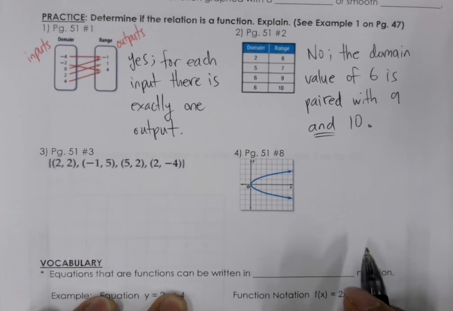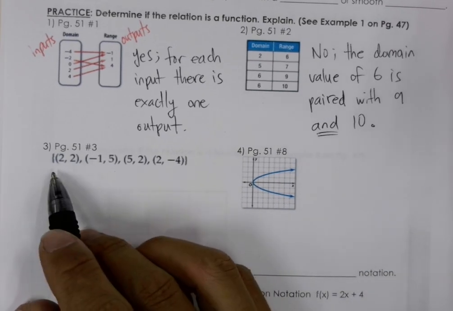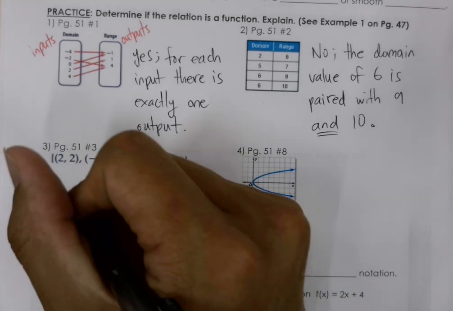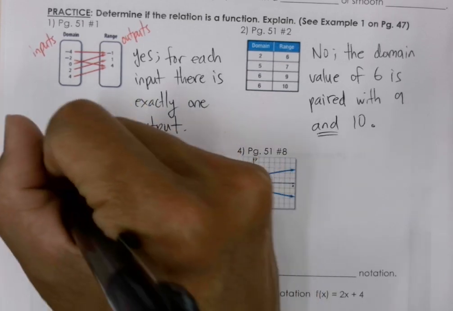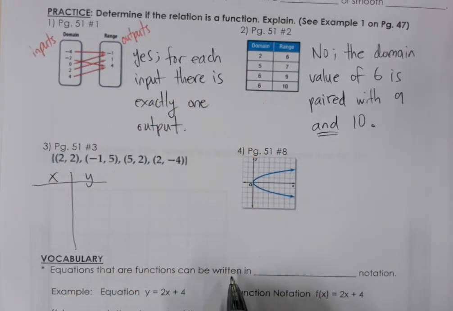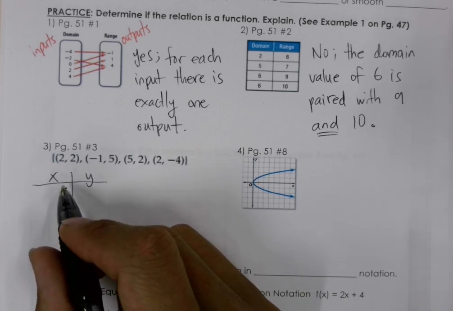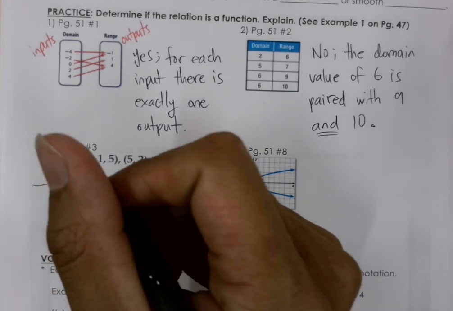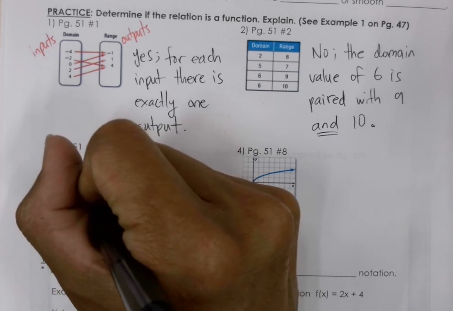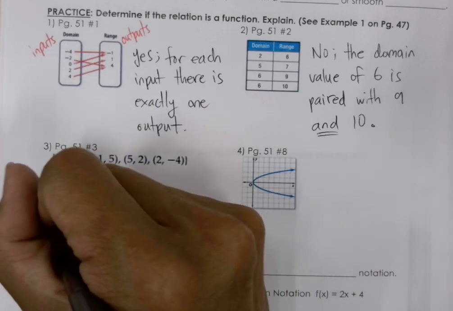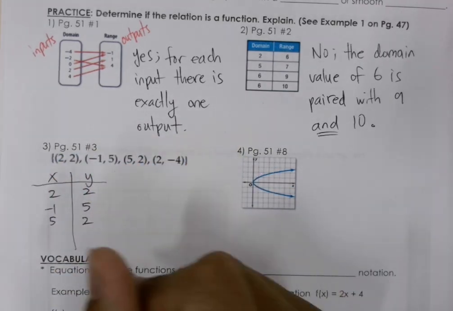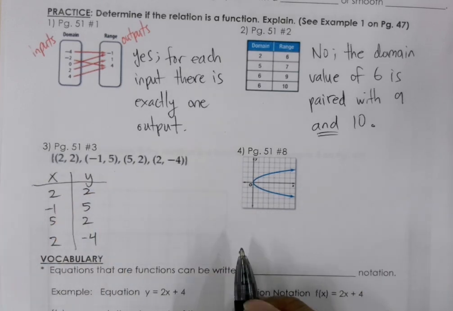Let's move on here to number 3. We have a variety of points, and what we can do to solve this is we can create a table. So let's create a table with our x and y values. Let's put our x values here on the left side, and let's order the x values in order. 2 is mapped to 2, -1 is mapped to 5, 5 is mapped to 2, and 2 is mapped to -4.